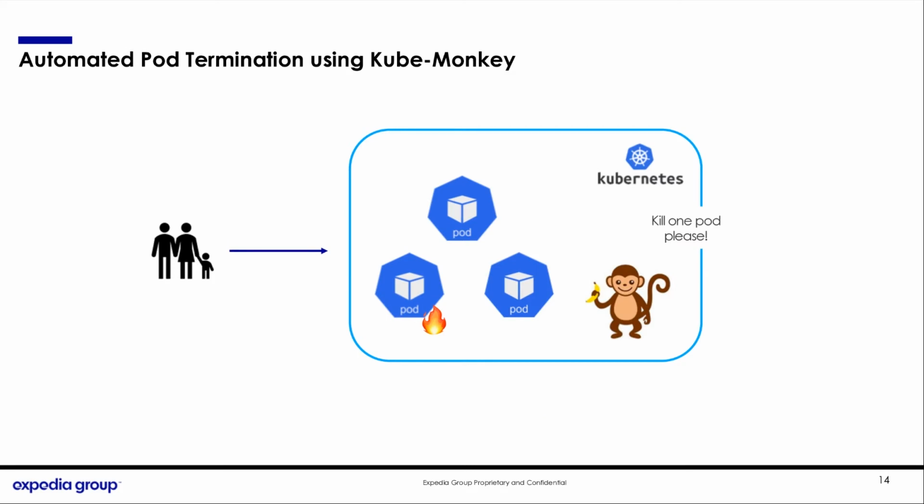After running these manual experiments for some time, and because they were very time-consuming, we took the next step, which was to allow our teams to opt in to automated attacks. We picked Kube-Monkey. This is on GitHub. It's an open source project, and we picked it to achieve this. There are many other similar tools out there that do the same, or probably even more.